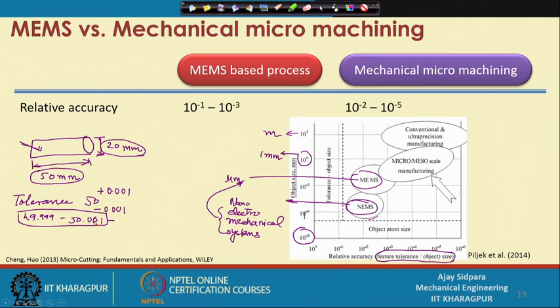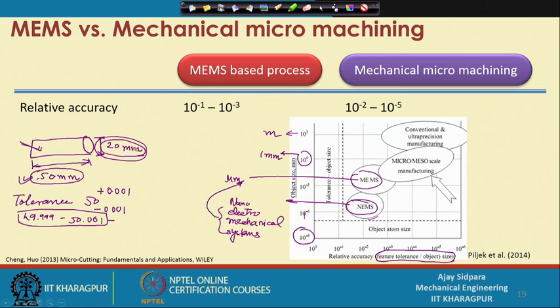Now, if you see this particular thing, this is called object size. If the object size is this much, you can easily get the dimension at the micron level. Suppose it is a 50 by 20, then let us consider only the diameter. Let us assume the length you are getting is exactly 50 millimeter, but it is not the case. But right now let us consider it is possible.